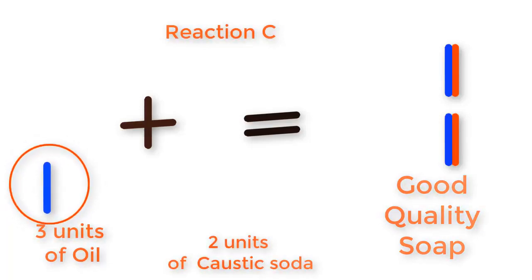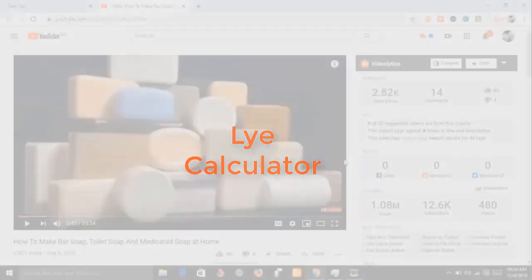Now, in order to be able to do this perfectly, we will use what is called the Lye calculator. Remember, I told you earlier that lye means solution of caustic soda. The Lye calculator will give you exactly the specific amount of oil needed to combine with a specific amount of caustic soda that will give you a good quality soap. Every soap manufacturer needs to know this to be able to produce good quality soap. At this juncture, I would like to introduce you to the Lye calculator.